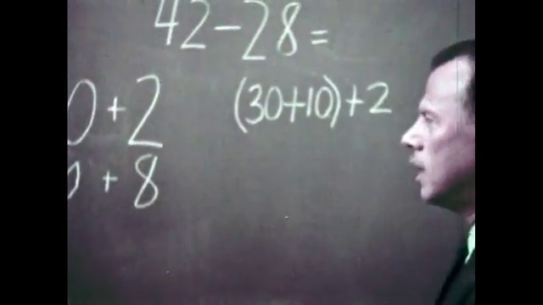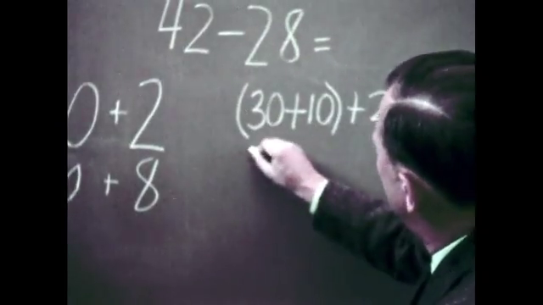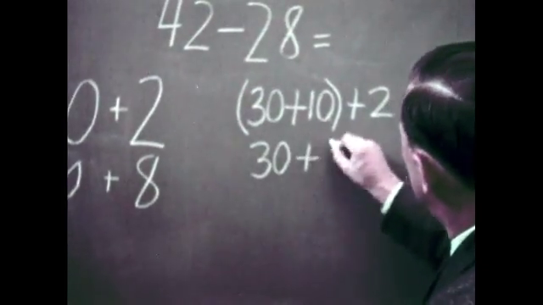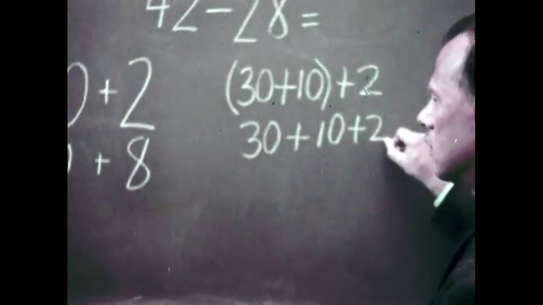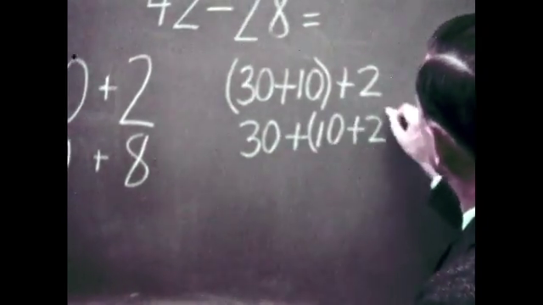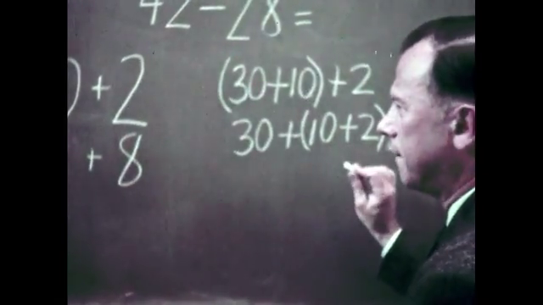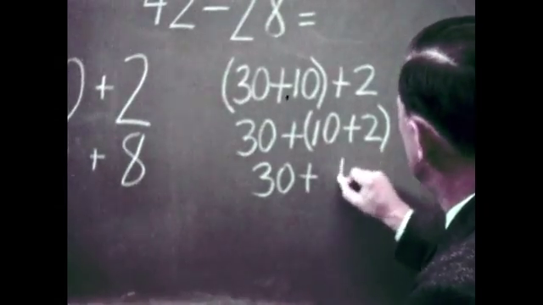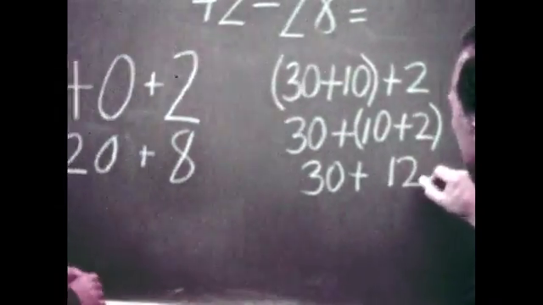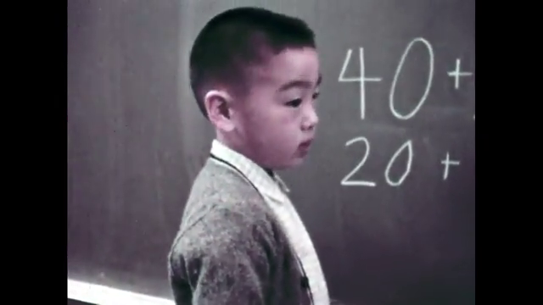Now, what are you going to do with the 10? Add it with the 2. I see. So we'll have 30, and then we're going to show that the 10 goes with the 2. How would you show that? Put parentheses around the 10 and 2. Oh, that would show they go together. Now, 10 plus 2 is a name for what number? 12. So now we have 30 plus 12. Now we change from 40 plus 2 to 30 plus 12. Still the same number. Yes.